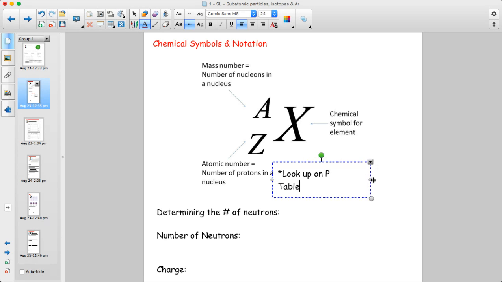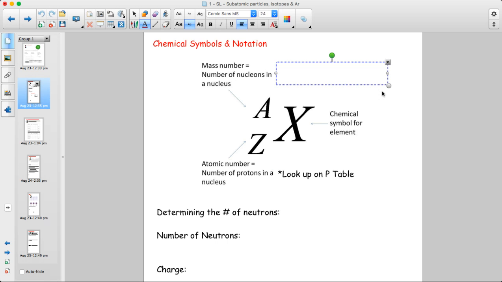Okay. Important to note, in this chemical symbol notation, the mass number gets written at the top left. So the mass number equals the number of nucleons in the nucleus. Before I said a nucleon is a proton or a neutron. So the mass number, another way to think of it, is the number of protons plus the number of neutrons. Okay.